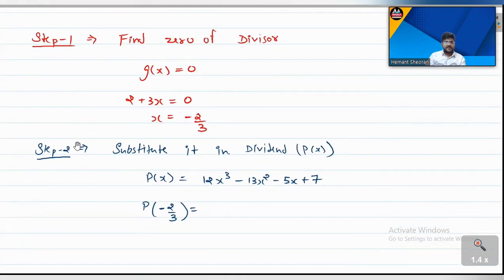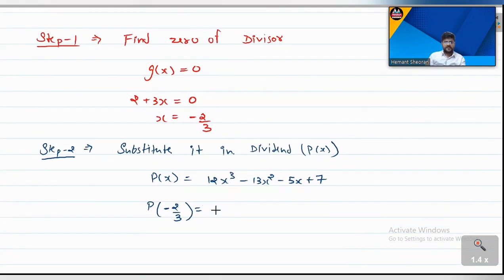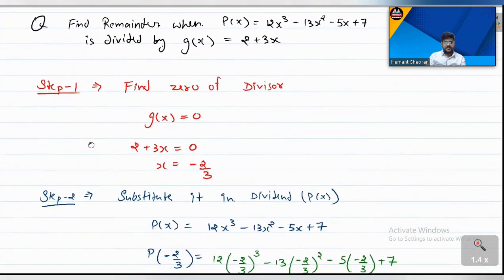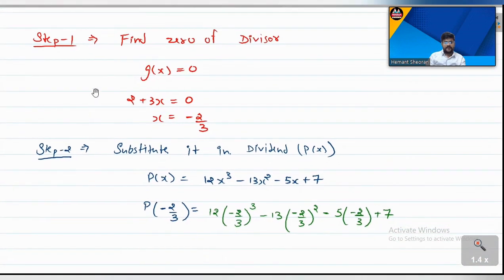Okay, let's substitute the value. So we're going to say 12 times negative 2/3 whole cube, then negative 13 times x square. So x square is how much? Again negative 2/3 whole square, minus 5 times negative 2/3, and plus 7. Yes or no? Okay, next. This is the same. So you have to be careful.